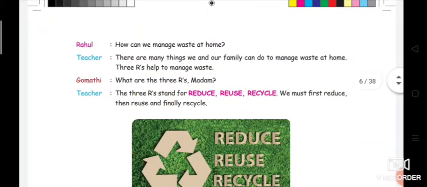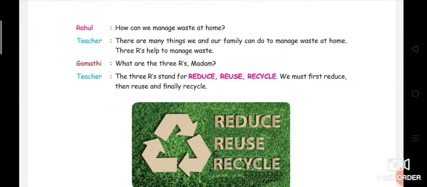So there are 3 R's. These 3 R's will help to manage waste at home. Okay. So Gomadi is asking, what are the 3 R's, madam? For that, the teacher is replying, the 3 R's stand for reduce, reuse and recycle. Say along with me. The 3 R's stand for reduce, reuse and recycle. We must first reduce, then reuse and finally recycle.